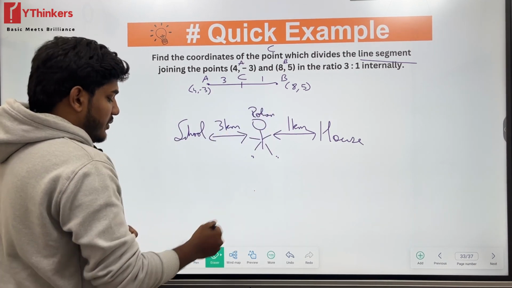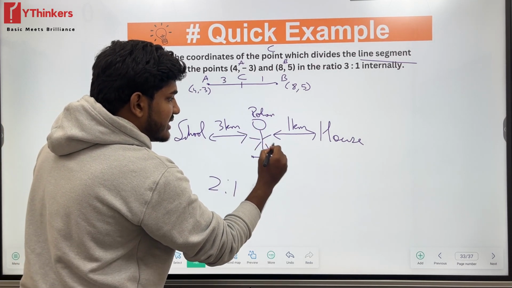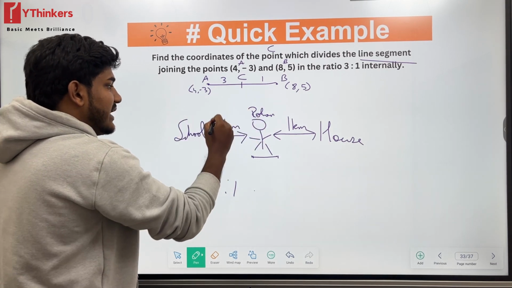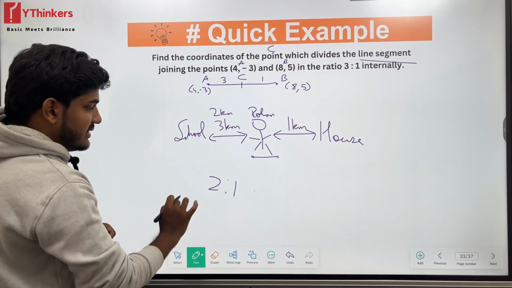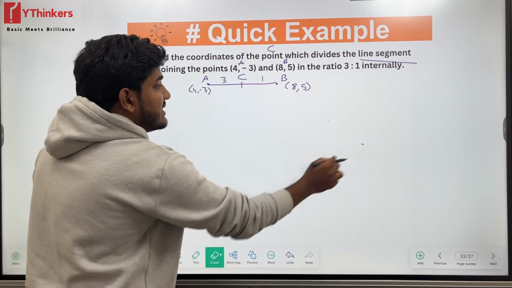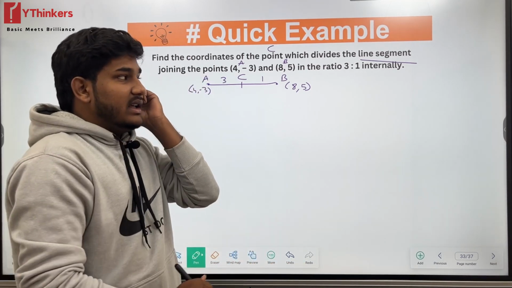Okay, 3:1. If it was 2:1, then रोहन से इधर इस पोजीशन से रोहन अगर घर जाएगा तो 1 किलोमीटर, इस पोजीशन से अगर स्कूल जाएगा तो 2 किलोमीटर. So that is the ratio. That is what it means. Okay, we want to find out now where exactly is point C. इतना तो information दे दिया है. Now we have to find out where is exactly the point C.